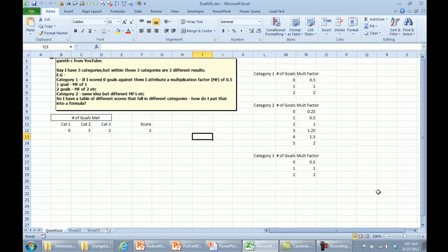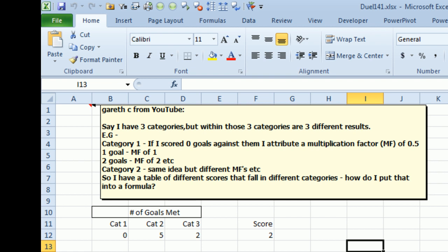All right, today's question sent in from Gareth at YouTube. Three categories. So, for example, category one, if I scored zero goals, I get a multiplication factor of 0.5. One goal, multiplication factor of one. Two goals, multiplication factor 2. And there's two other categories, but with different multiplication factors.